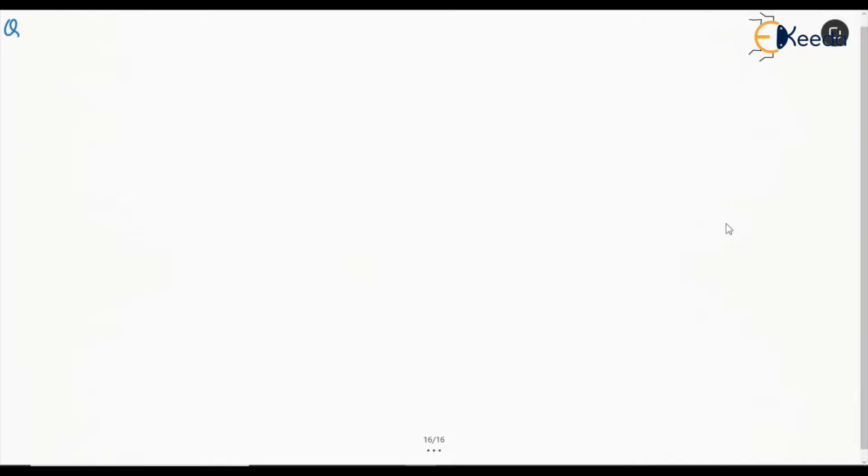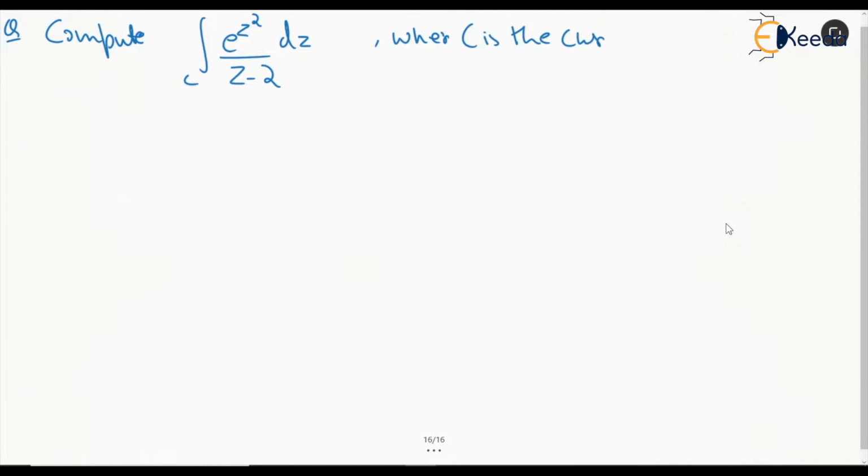So the question is, compute the integral of e to the power of z square divided by z minus 2 dz, where C is the curve given.